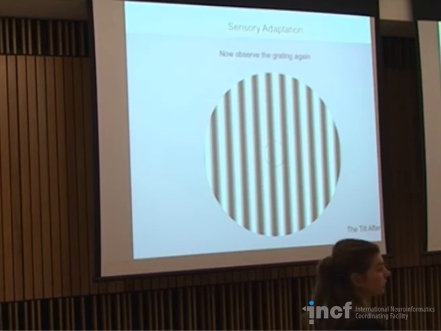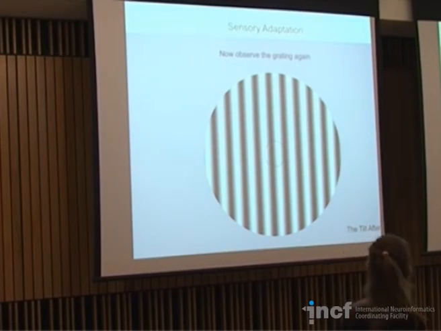But if you look at the first grating again, as I'm sure you know, now you have a bias. You see this as being tilted away from the adapter. So I'm interested in this kind of phenomena.